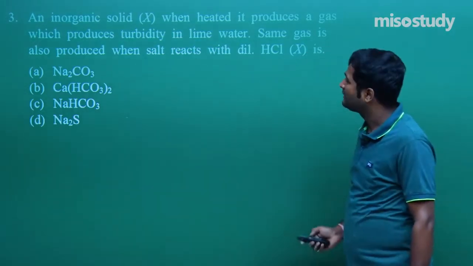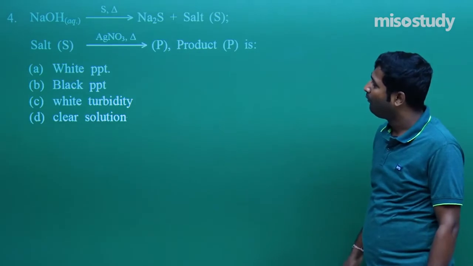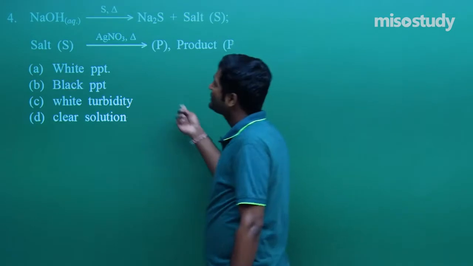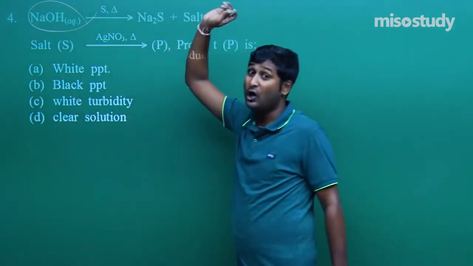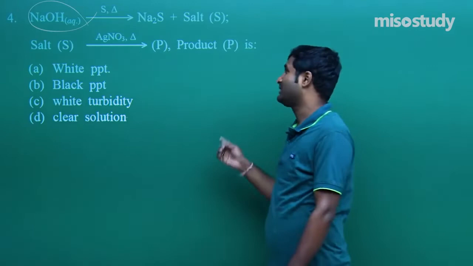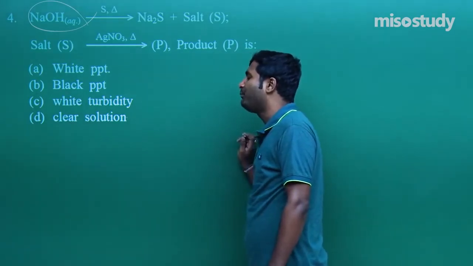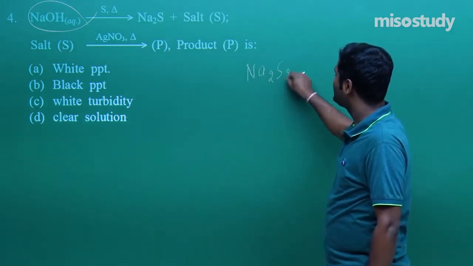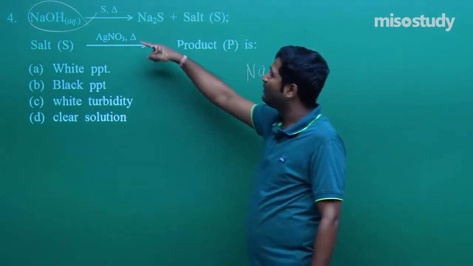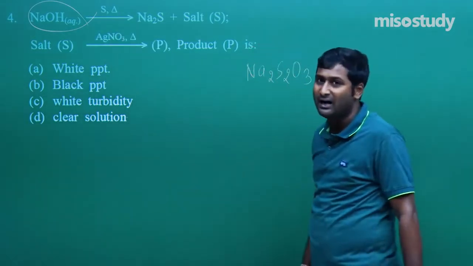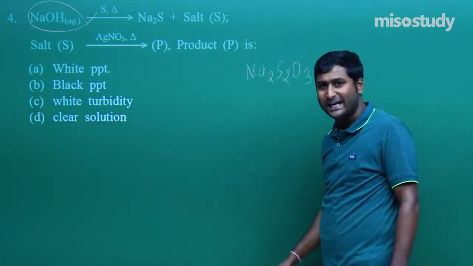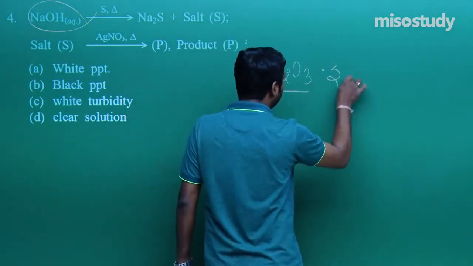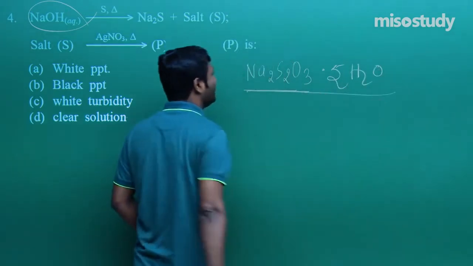Now the next question is, look at what I'm telling. Question number 4. NaOH with sulfur. Do you remember this? As I discussed in my lecture, this is one of the most important methods for the preparation of hypo. What is the formula of hypo? Na2S2O3. When NaOH is treated with excess sulfur, it produces Na2S and Na2S2O3, and the complete formula is Na2S2O3·5H2O.